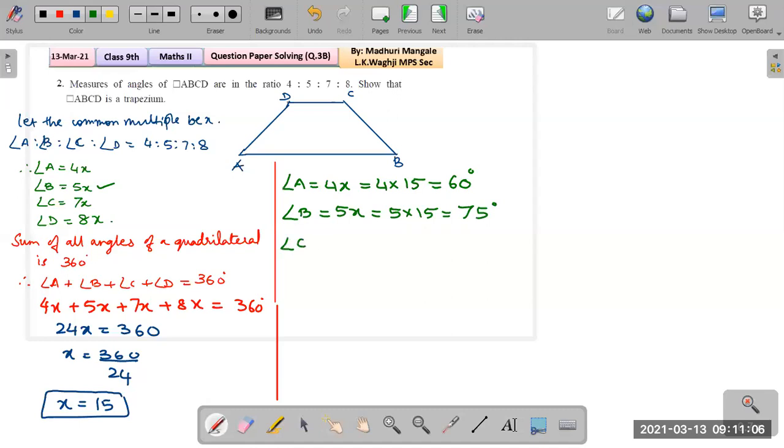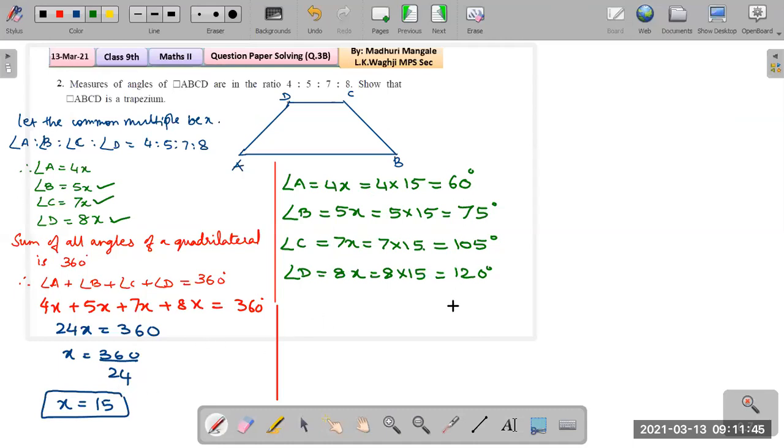Then what is angle C? Angle C is 7x. So 7x equals 7 times 15, equals how much? So multiply, we would get 105 degrees. Then angle D, which is equal to 8x. So D is 8x. Instead of x, we will write 15. 8 times 15 will be equal to 120 degrees. Okay, so far what we have done, we started with the common multiple x, we have got the value of x, and then we got all the angles.